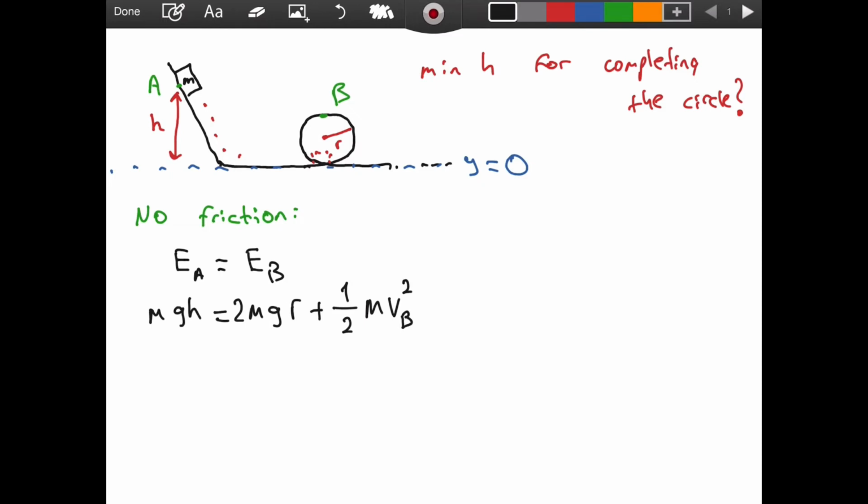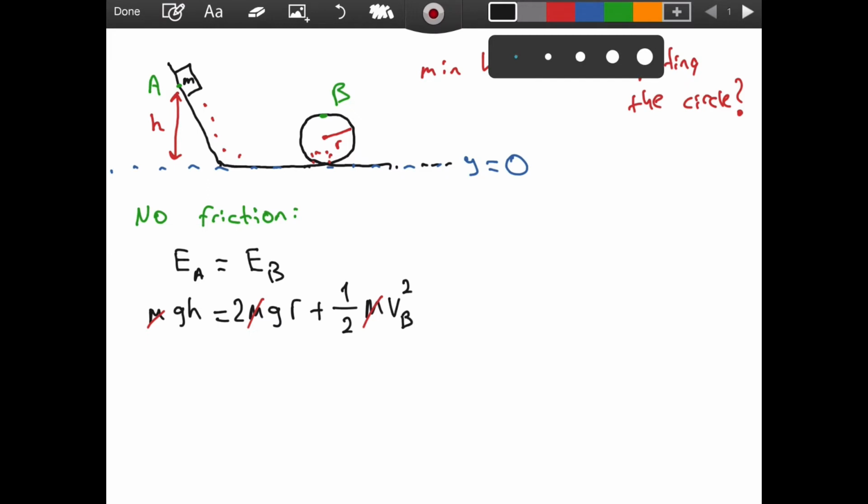Great. Here we see a great thing. We see that masses cancel. Yay, masses cancel. And we are getting very close to the end, because we realize we have h, r, and the only other thing that we need to get rid of is velocity at B. So if we can somehow substitute for it, we will be done.